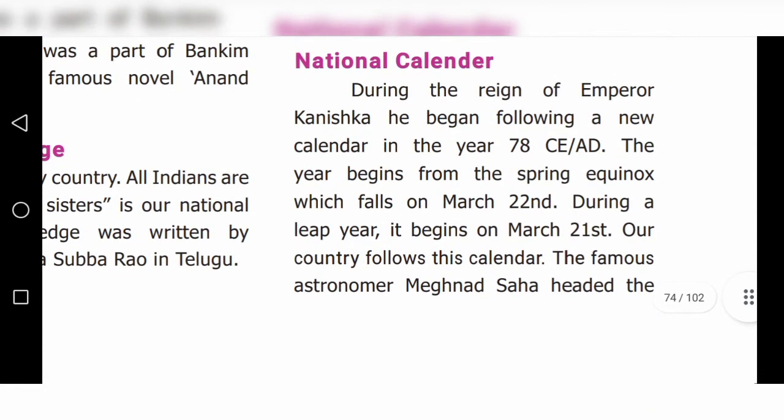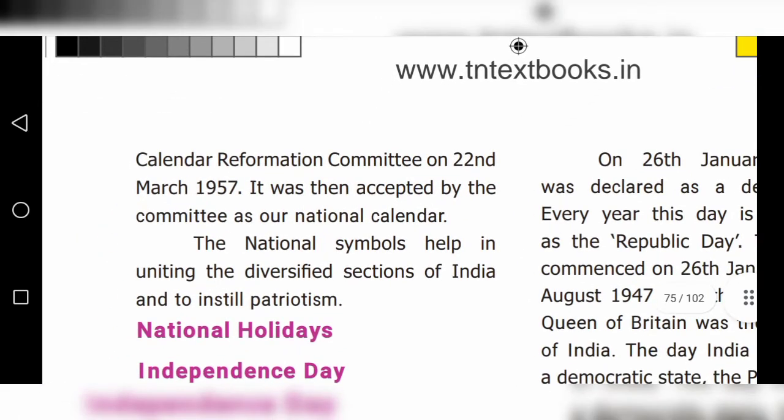So what Emperor Kanishka made or declared, the same calendar we are using. The famous astronomer Meghnad Saha headed the calendar reform committee on 22nd March 1957. It was then accepted by the committee as our national calendar. So we are using this calendar, no? This is also called the national calendar.